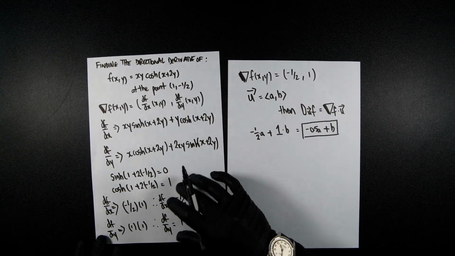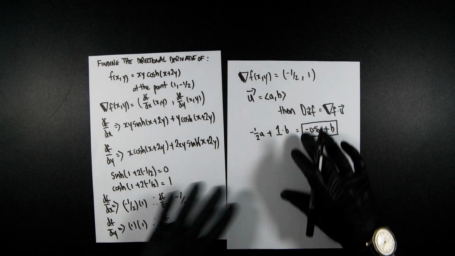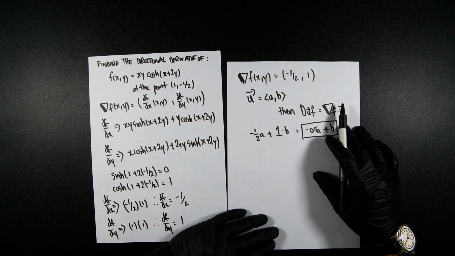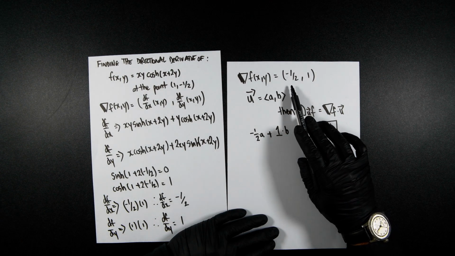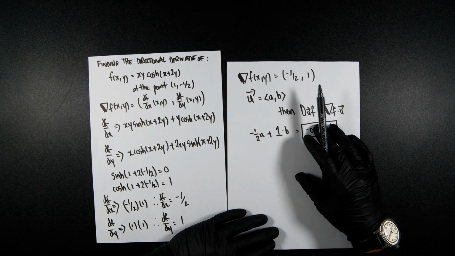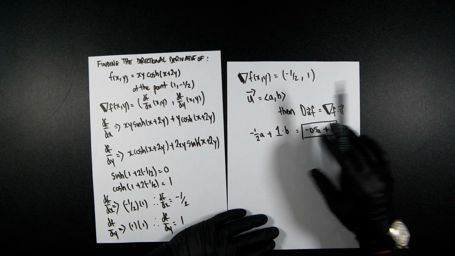I think a lot of people get to about this point or this point, and then they don't know how to just basically use the dot product. But all you're going to then do is multiply this by a singular unit vector, and you should get your answer.